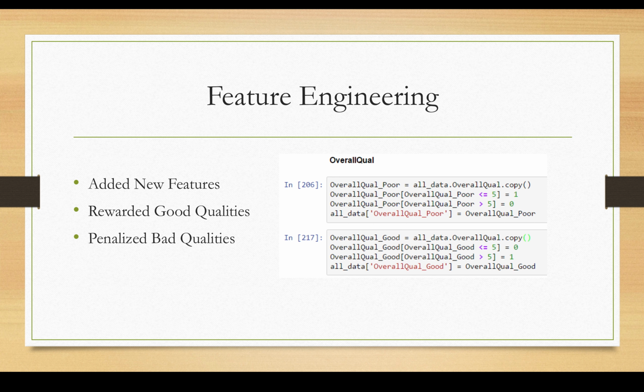Following is a sample of the feature engineering we did. We added new features, then we rewarded good qualities, and we penalized the bad qualities as well. For example, on the right you can see a sample code snippet which checks the value of the overall quality, and if the overall quality is less than 5, it creates a new variable called overall quality poor and sets it to 1, and all the remaining values to 0. Similarly, we create a new variable called overall quality good, and we give the value 1 for all the overall qualities which were above 5, and 0 otherwise.